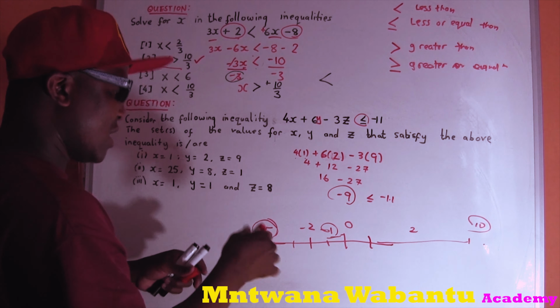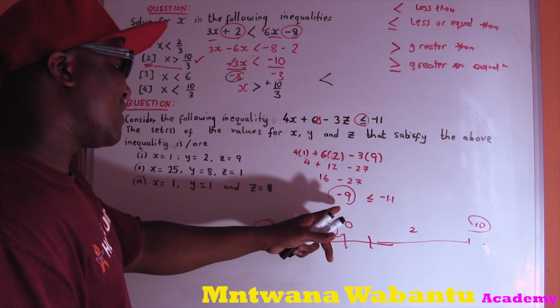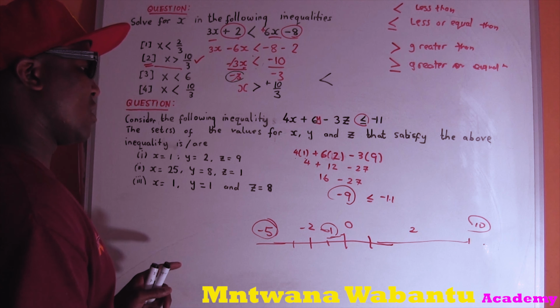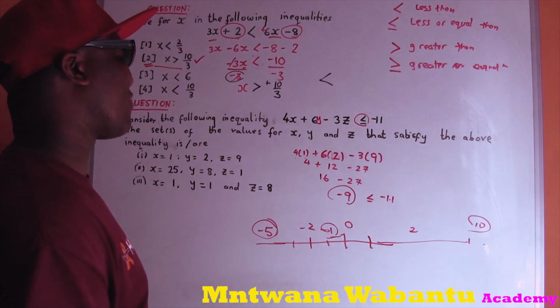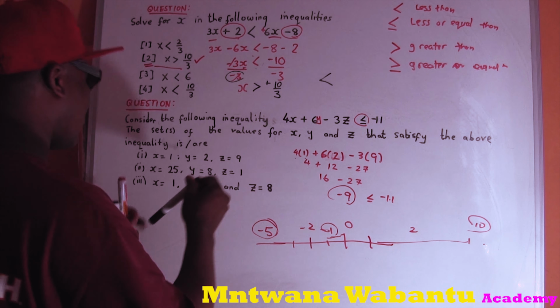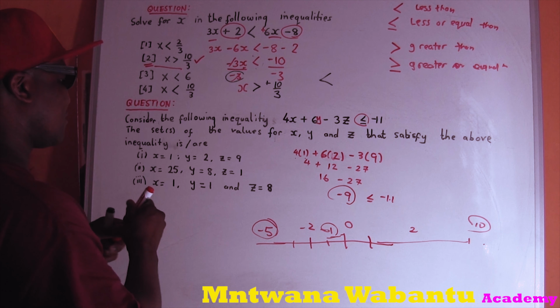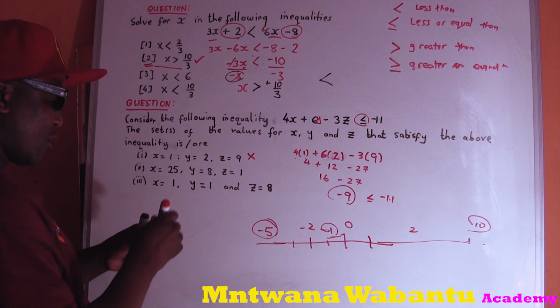So according to here, it says -9 is less. It's not true. -9 is bigger than -11. So it's not true, the first option. Okay, now we go for the second one.